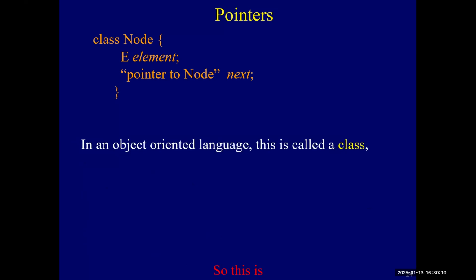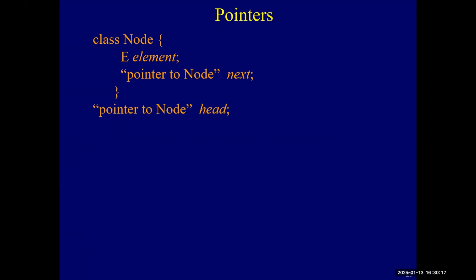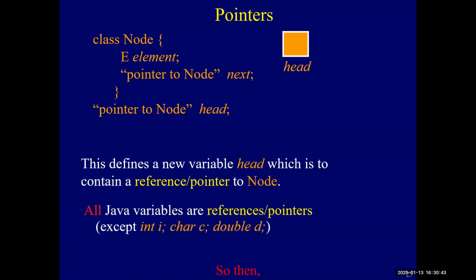All right, so this is called a class. It's an object, right? Can have data and methods, right? So then head is of type pointer to node, right? And now when we say this, no memory is actually allocated, right? But when we do this, we get a variable of type pointer to node, right?